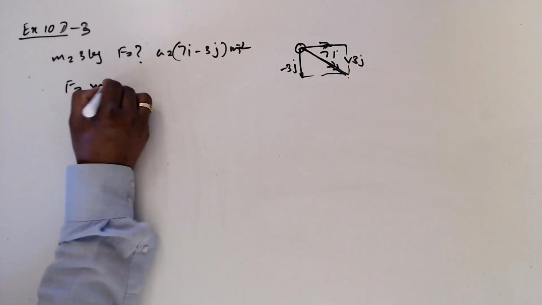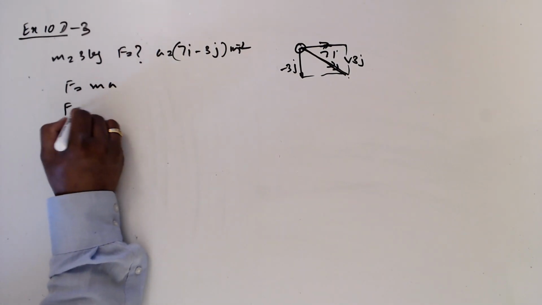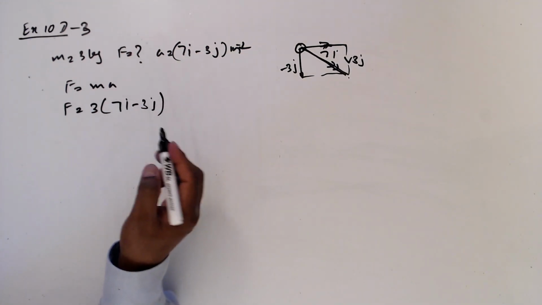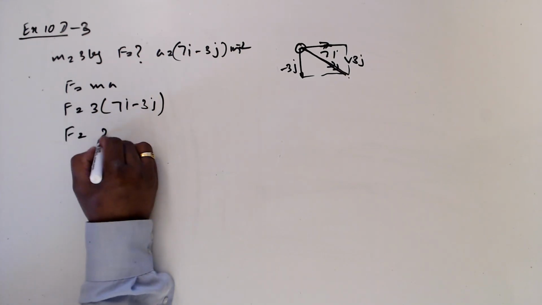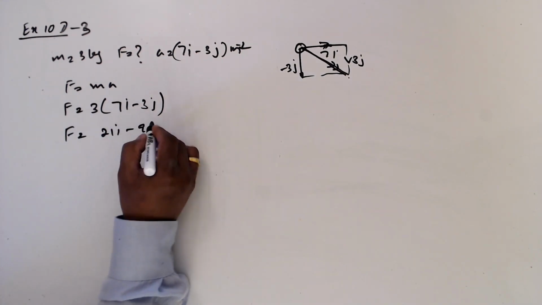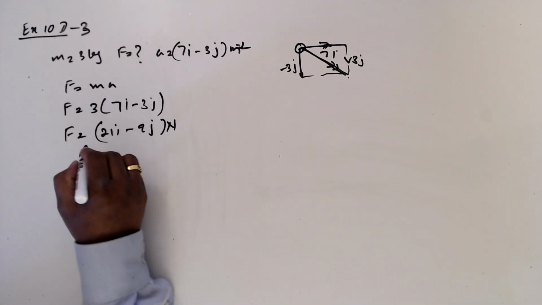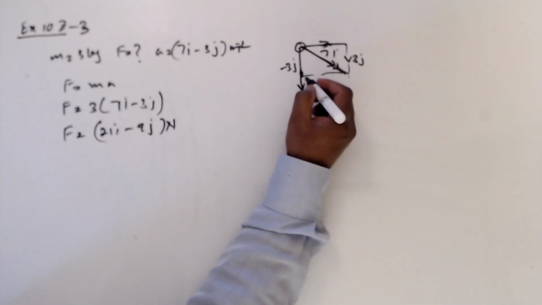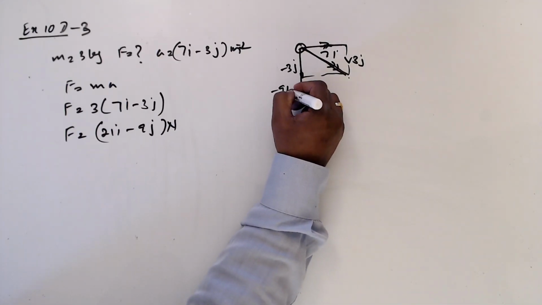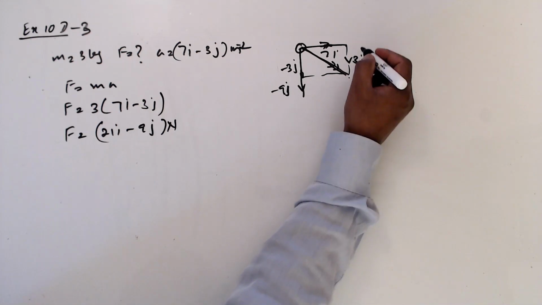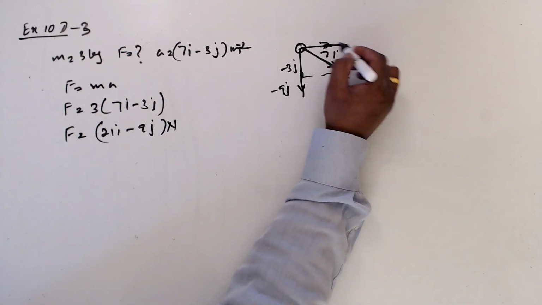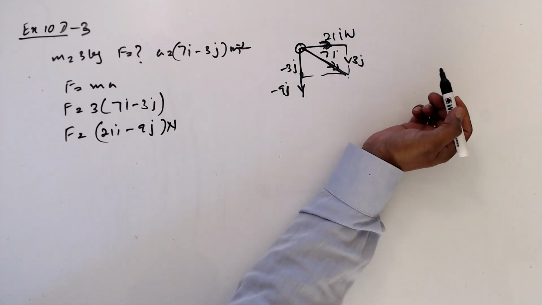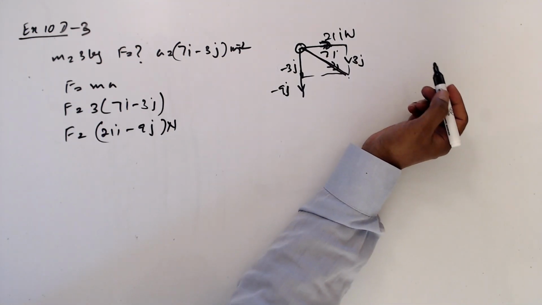F equals ma. So F equals 3 times 7i minus 3j. So this is going to be 21i minus 9j. Now this is in Newtons. So the force in terms of Newtons is 21i minus 9j.